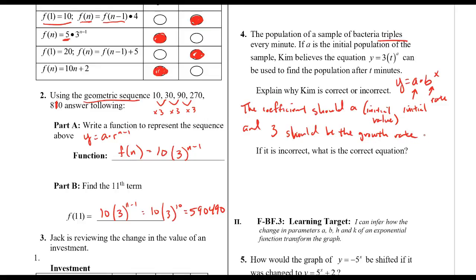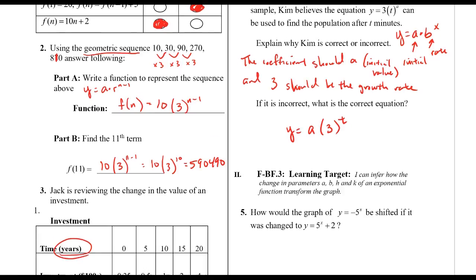And the next part, if it's incorrect, what is the correct equation? Well, the correct equation would be y equals a times 3 to the t power. So we have an initial value of a in the population of bacteria. We're tripling every minute, and t is the number of minutes.